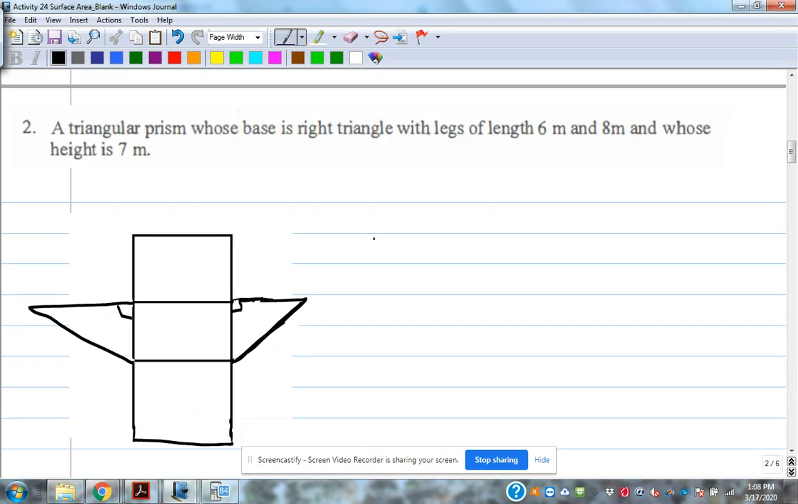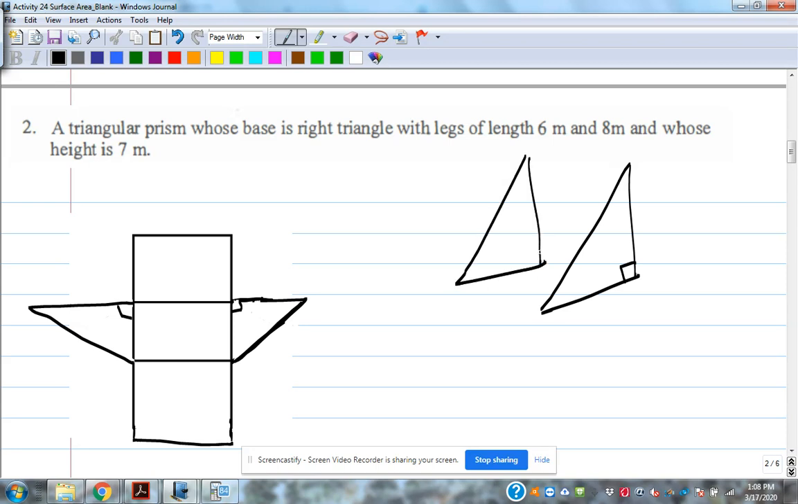So if you're looking at the 3D figure, you get a right triangle going, and then here's another right triangle. It's the other end. And then you have 3 rectangles that it creates that you got to find the areas for. And this one tells us that the right triangle has legs of 6 meters and 8 meters, and the height, which would be the distance between the 2 triangles.